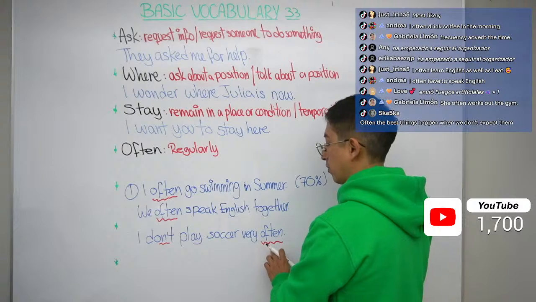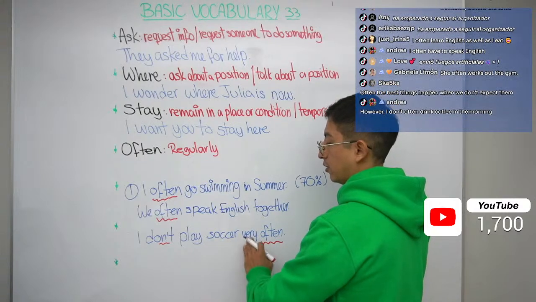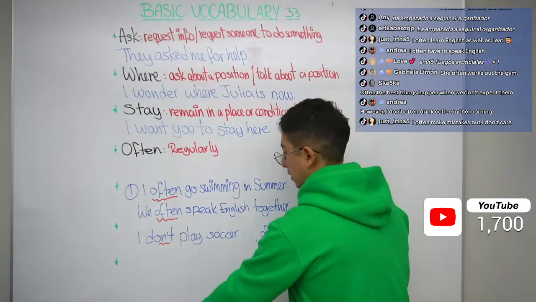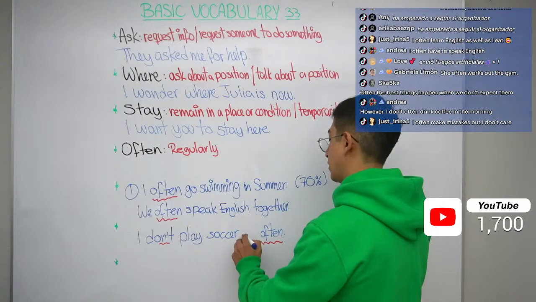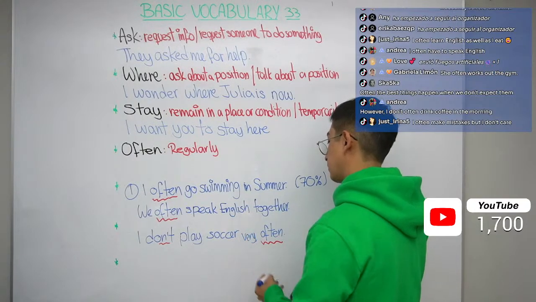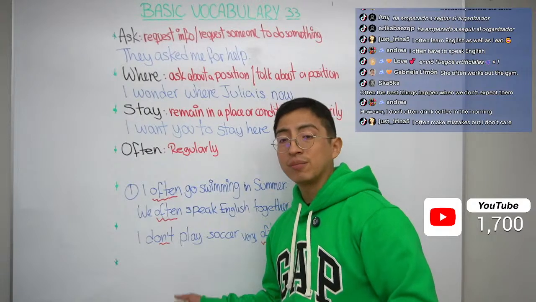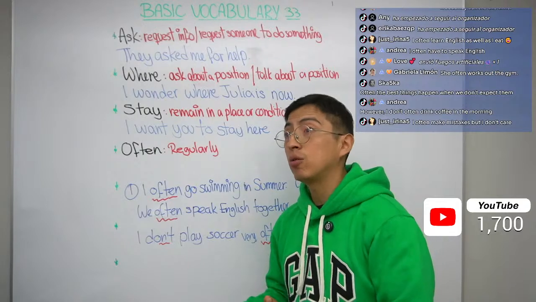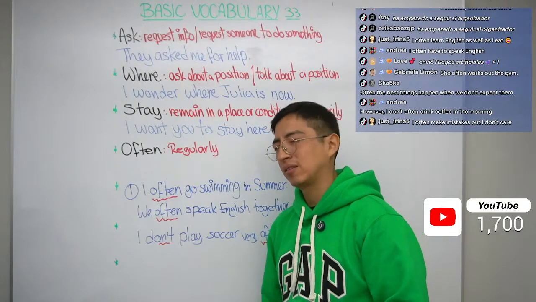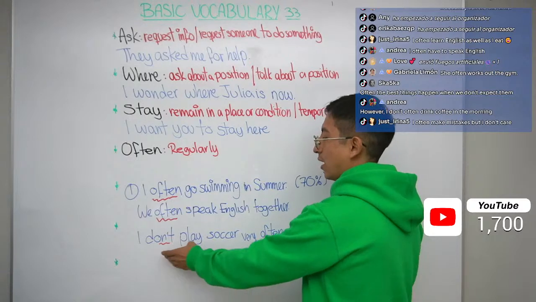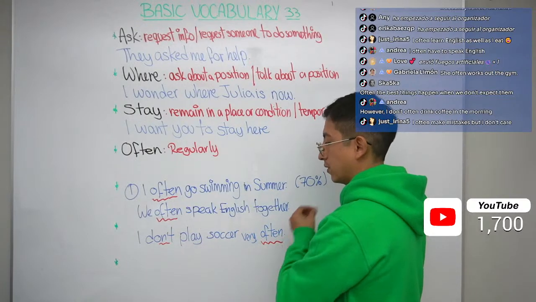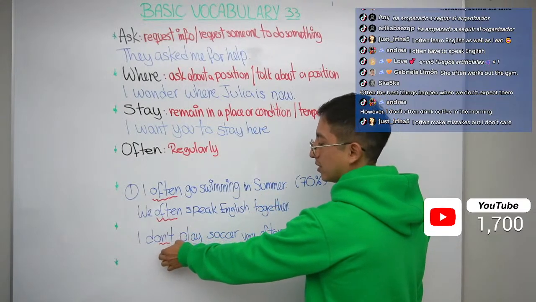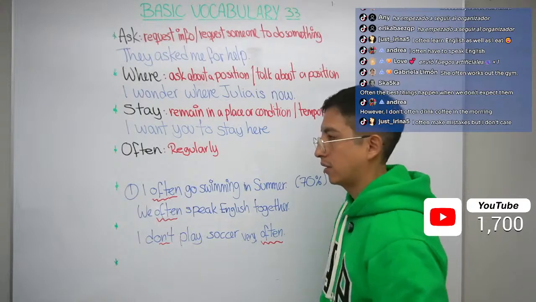The place where it goes now is at the end. You can say I don't play soccer often. Or maybe you can say I don't play soccer very often. Now, this is interesting because this is the only adverb that you can use. We never say I don't always play together. That doesn't sound good. But you can say I don't play soccer very often. Keep this in mind, guys. If you want to use a negative sentence, you have to use often there.